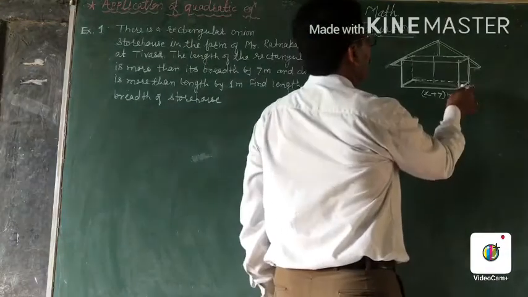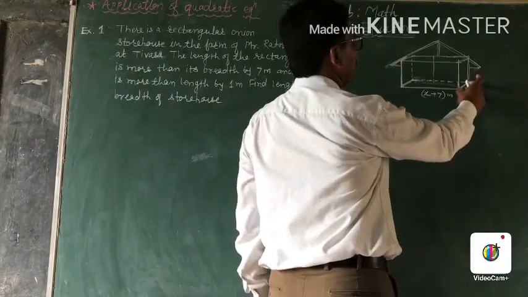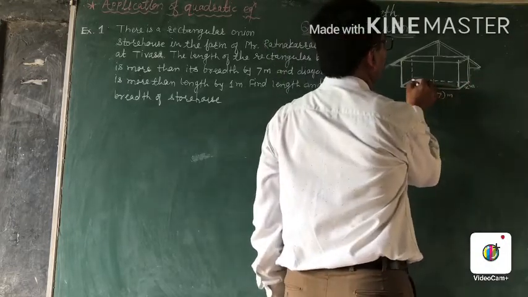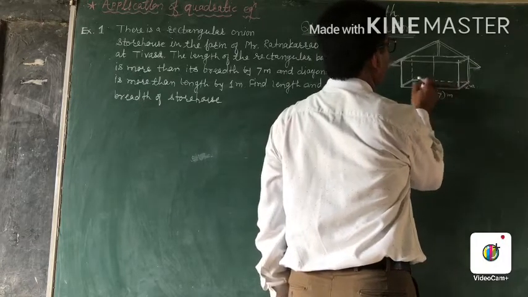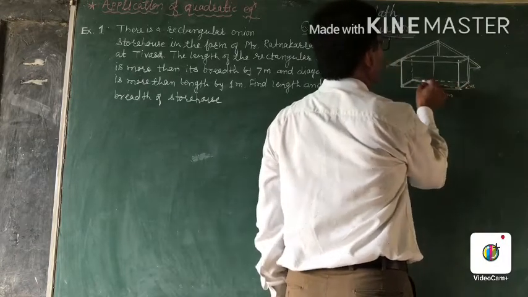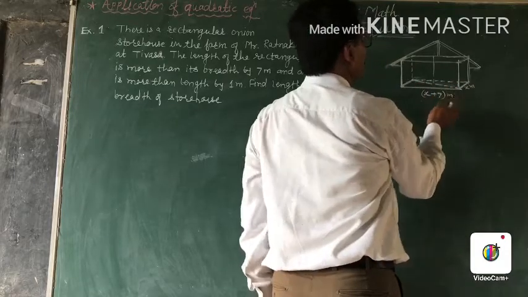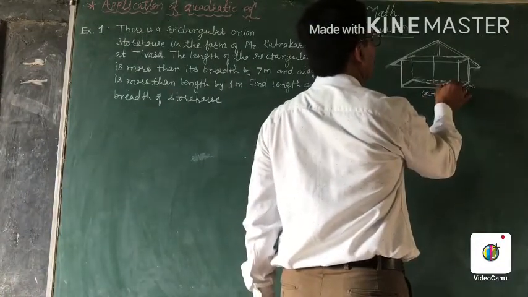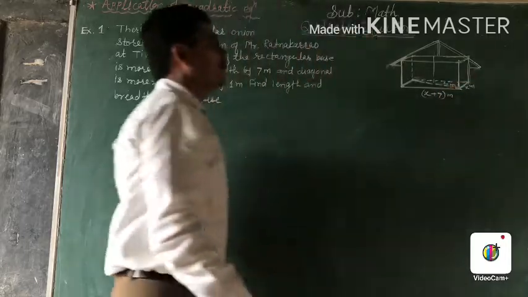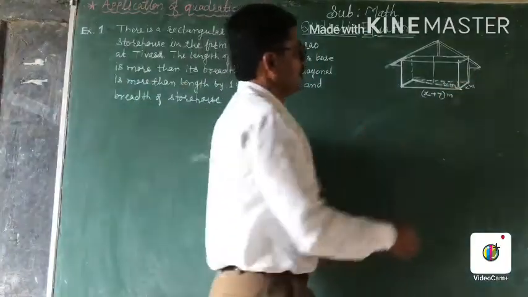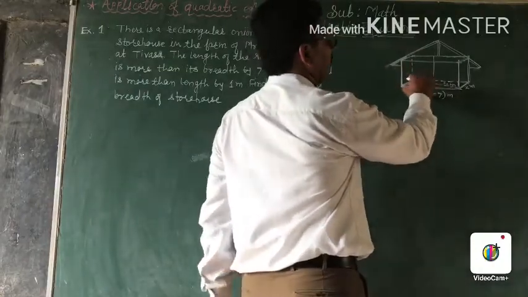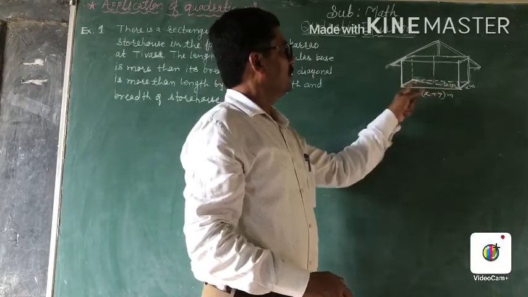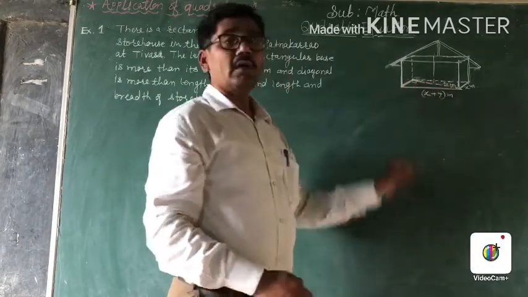Where is the diagonal? Here are the breadth and length of the base, and then the diagonal of this base of the storehouse. Here is the diagonal, and this diagonal is 1 more than its length, meaning x plus 7 plus 1, which is x plus 8. So x plus 8 meter is the diagonal. From this condition, since this is a rectangle, the triangle formed is a right angle triangle.